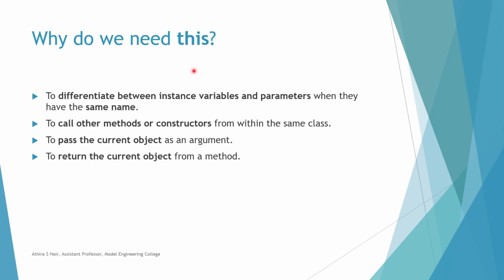Why do we need this? This is a useful keyword and it is used to differentiate between instance variables and parameters when they have the same name. We can also use this to call other methods or constructors from within the same class. We can also use this to pass the current object as an argument and also to return the current object from a method. We will see this in detail.